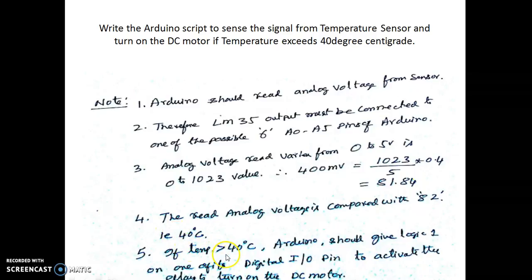This 82 from the analog voltage of the Arduino board corresponds to 40 degrees centigrade. If the temperature exceeds 40 degrees, the Arduino should give a logic 1 on one of its digital IO pins to activate the relay to turn on the DC motor. So once the voltage from the temperature sensor goes above 400 millivolt, which is nothing but going above 82, the Arduino should give a logic 1 on one of the digital IO pins, so that it can activate the relay which is driving the DC motor.